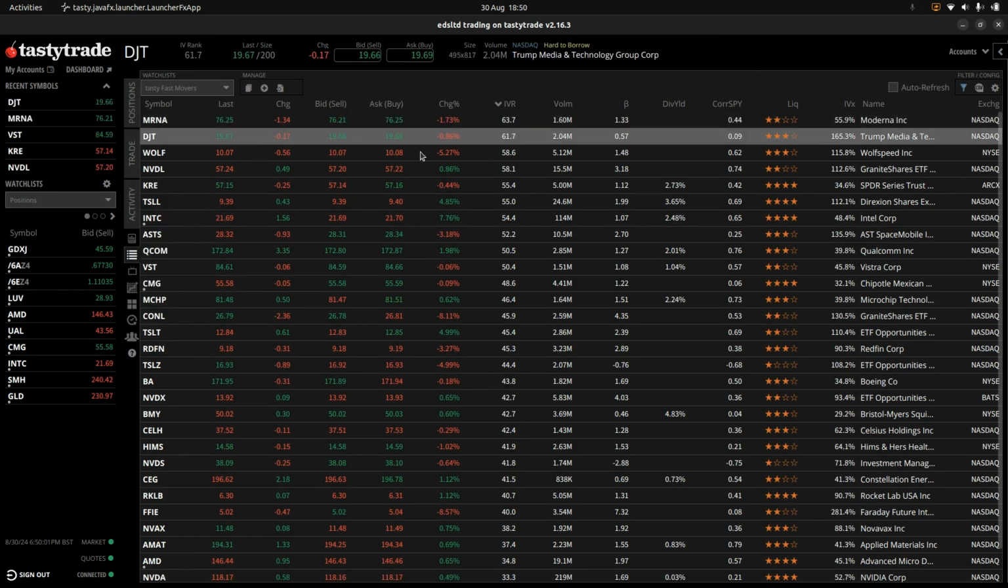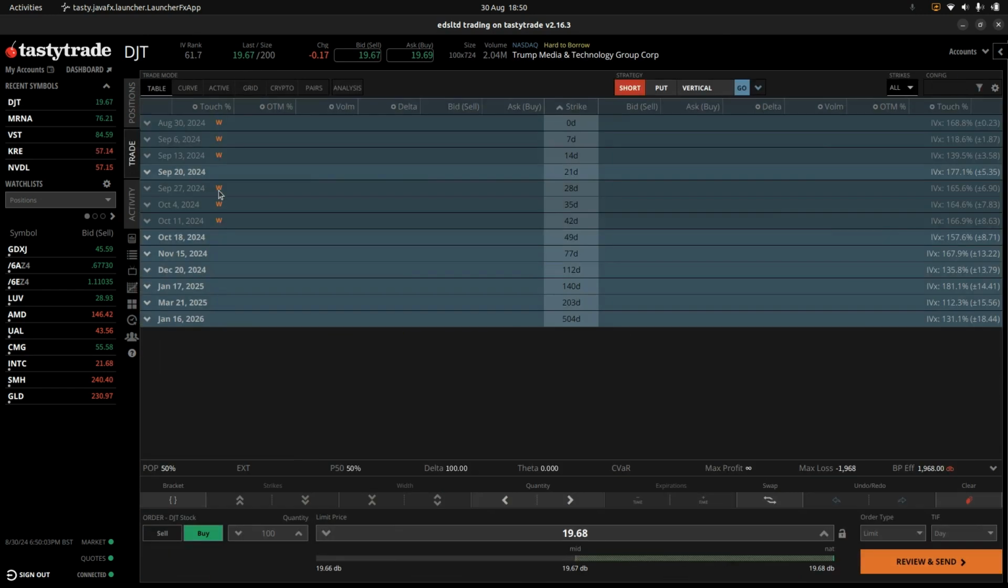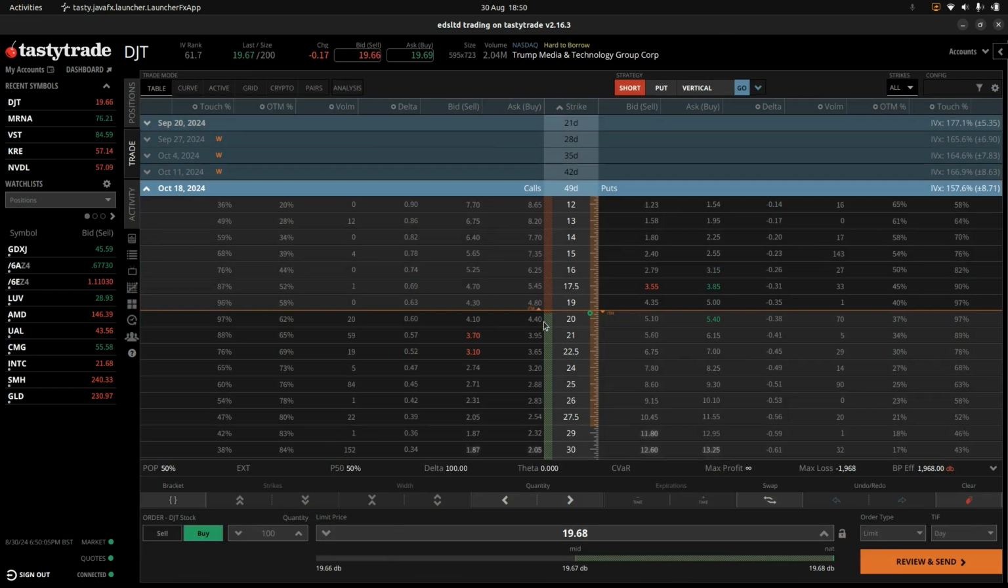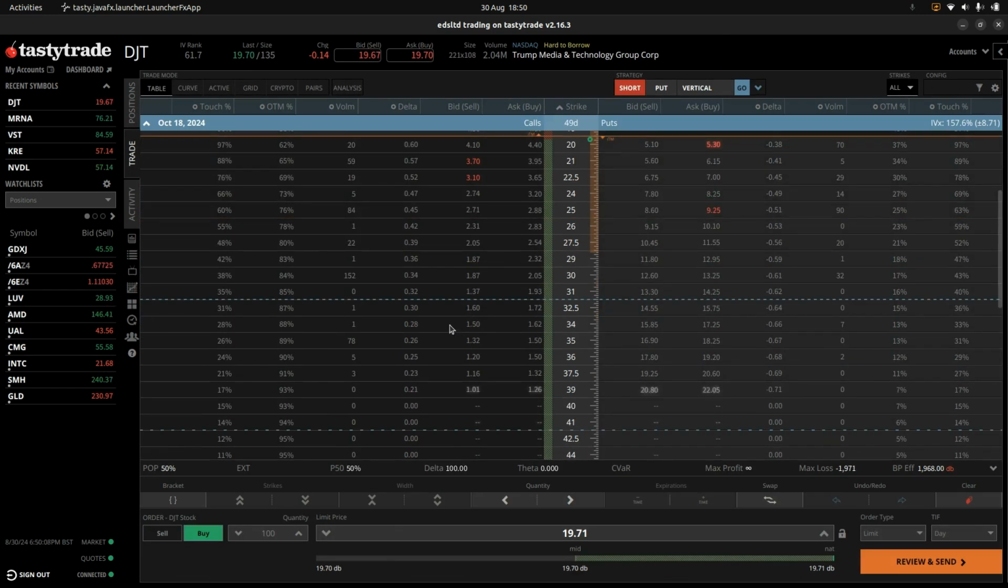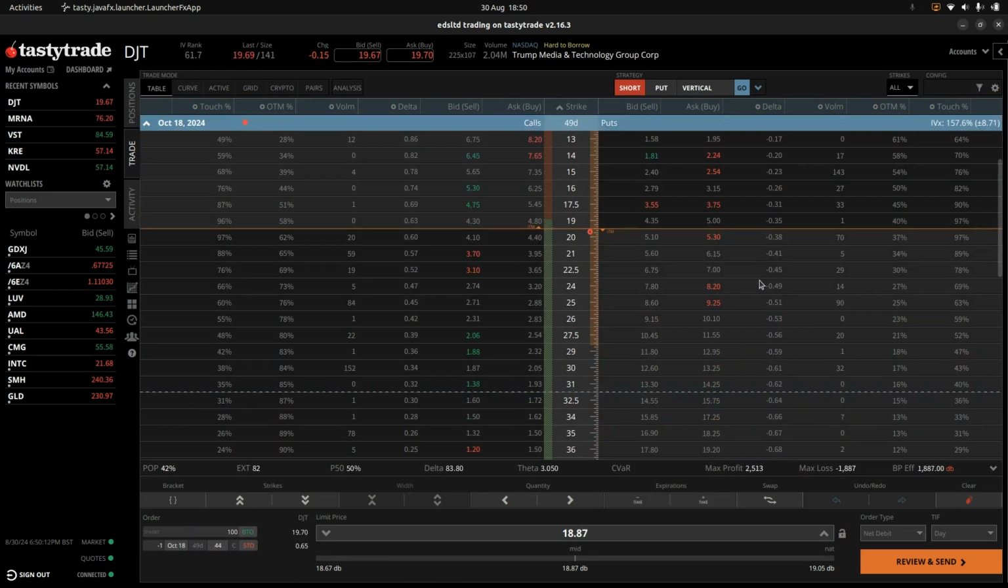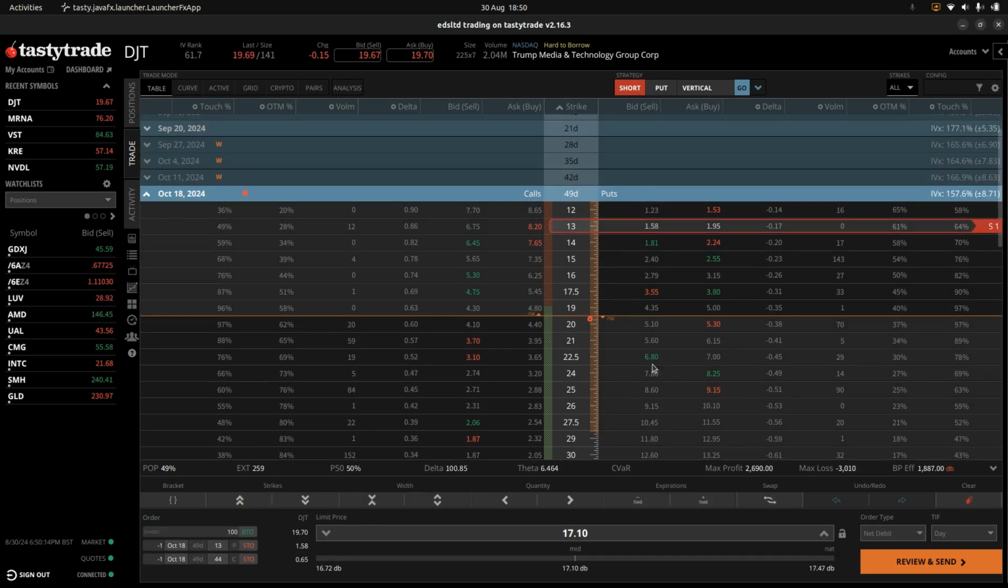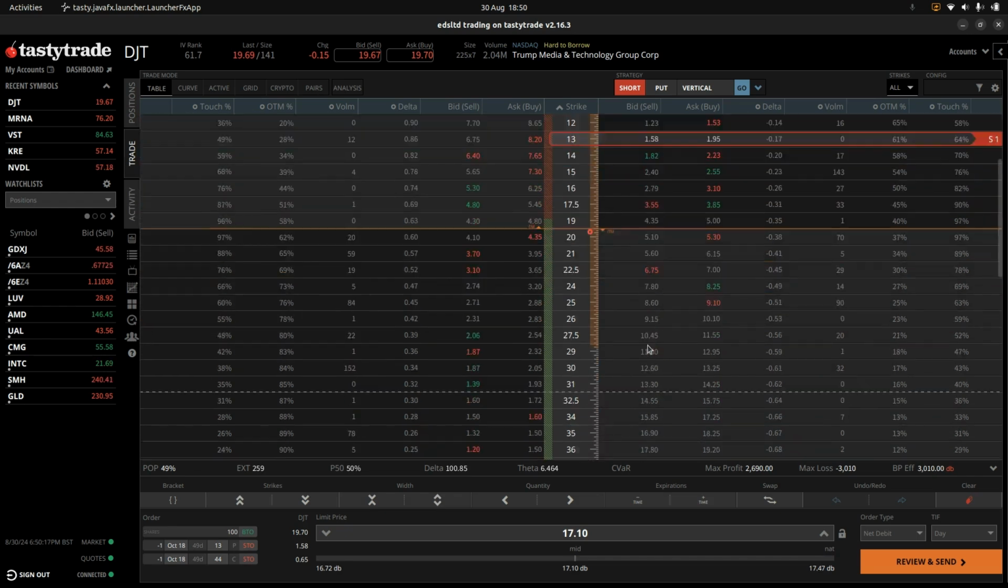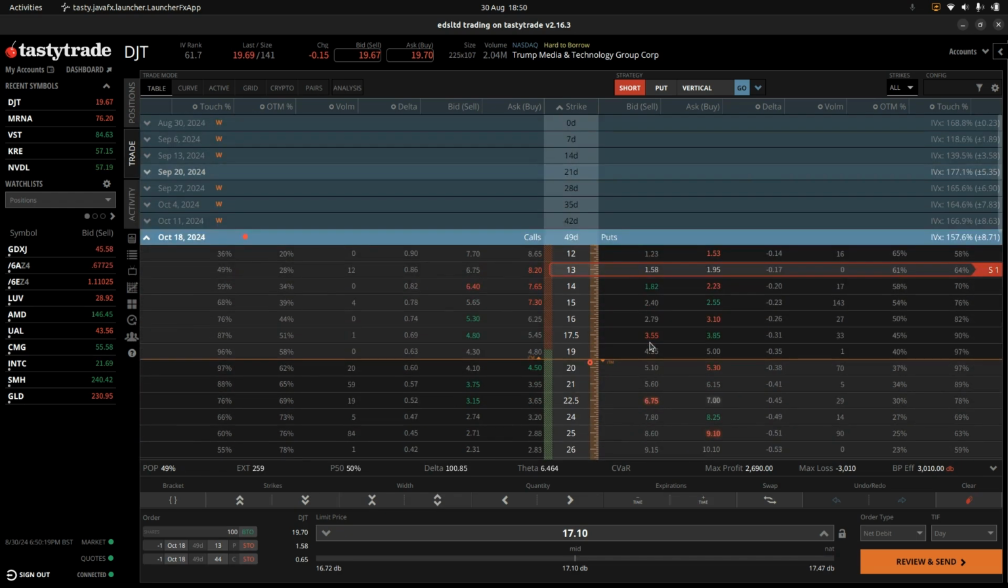If mRNA wasn't ideal, we'd just go down the list and we'd look at the next one, DJT. So let's have a look at the 16 delta. We always like to be somewhere between 16 and 20 deltas. We've got the 17 delta on that side. So we've got 13 and 44.